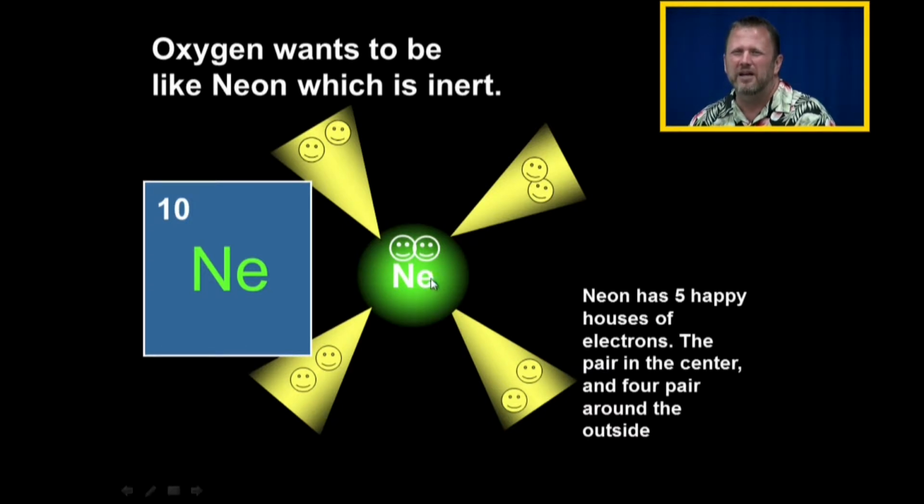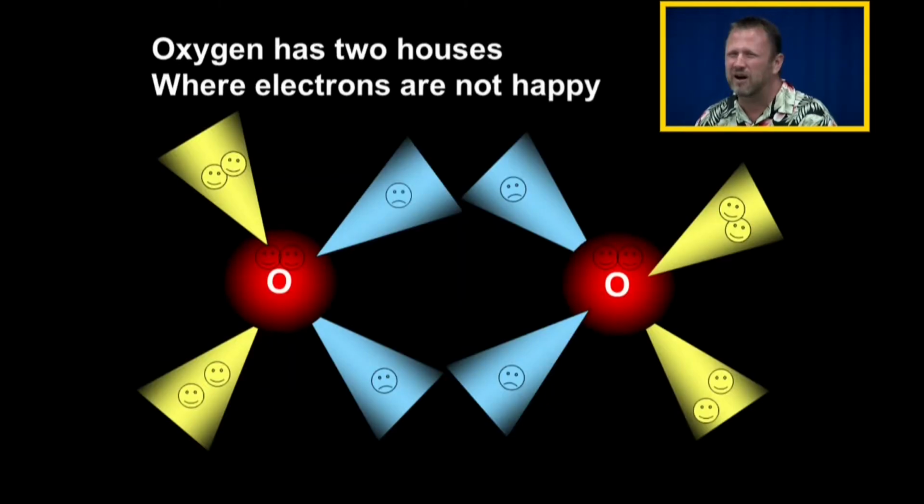So here, neon has five houses. There's one house in the center and four houses around the side. All the electrons are in pairs, so they're all happy. They're not going anywhere. That's why neon's not going to react with anything. But oxygen has two empty houses. So there's an empty house with an unhappy electron, and there's an empty house with a poor, lonely electron. And what does the oxygen do?